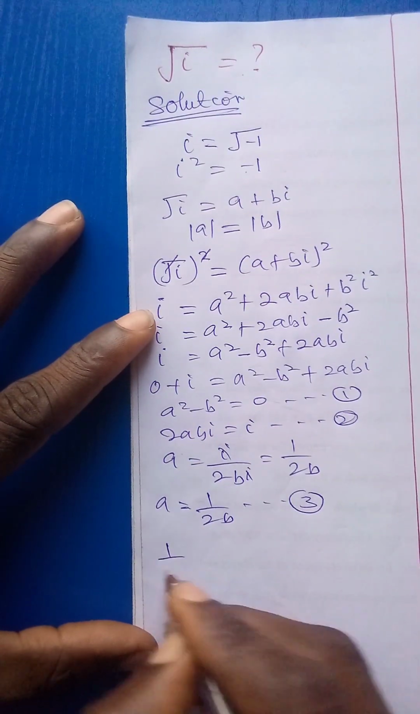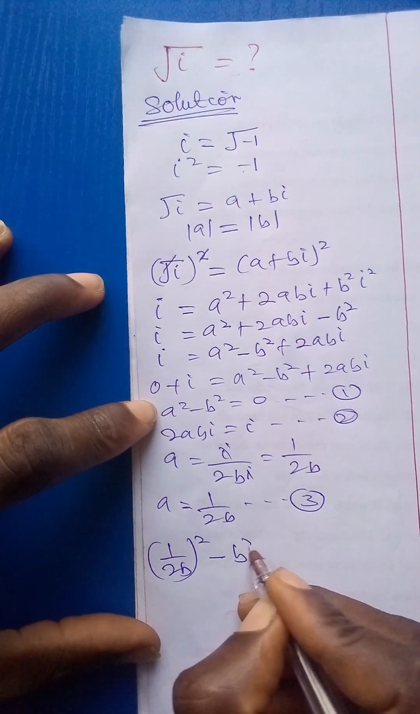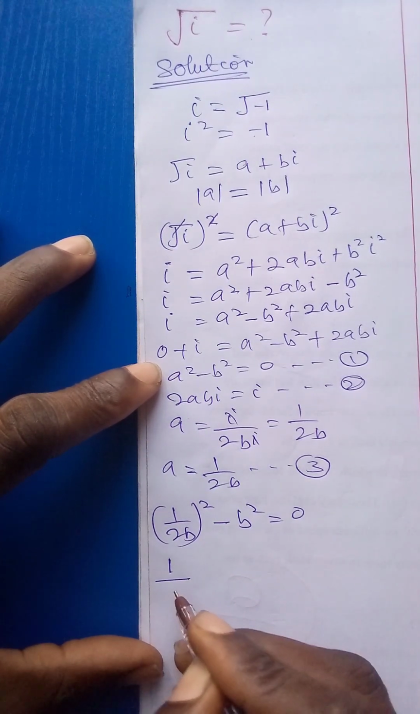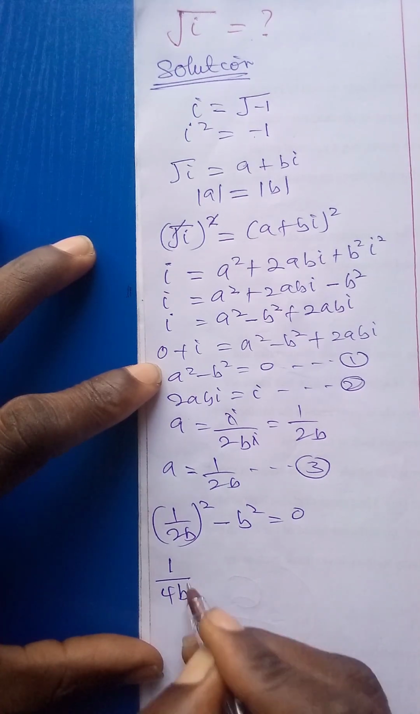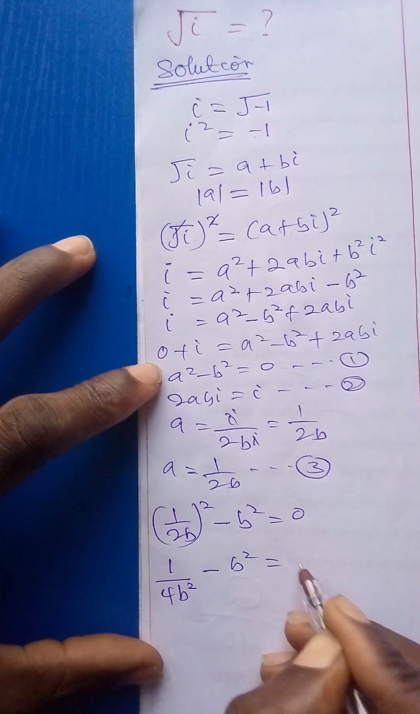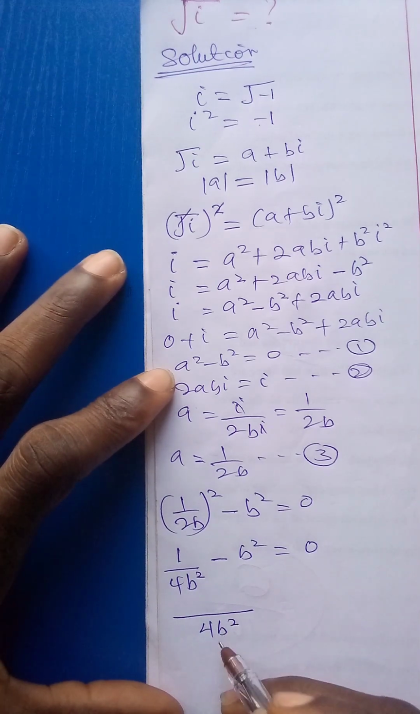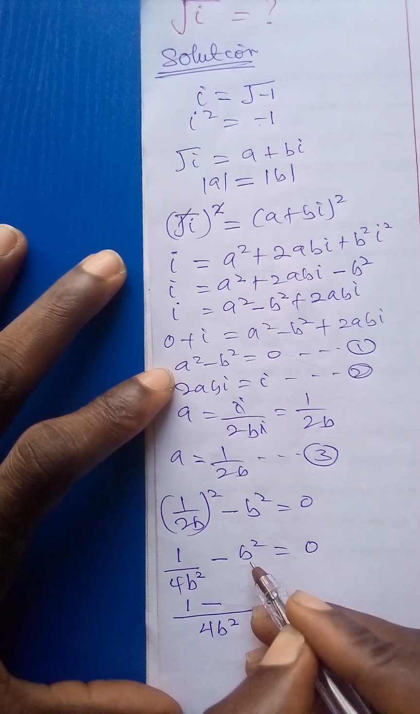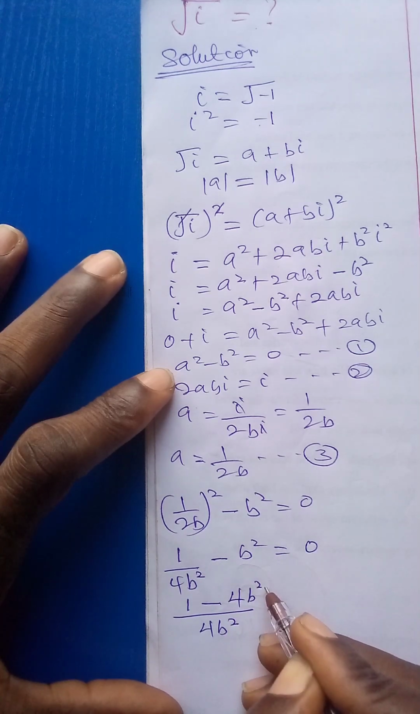So I have 1 over 2b all squared, that is equation 1, minus b squared is equal to 0. Now opening this bracket, I have 1 squared, which is 1, all over 2 squared, which is 2 times 2, which is 4. Then b squared, we have it as that, minus b squared equals 0. The LCM is 4b squared. Now 4b squared divided by 4b squared will give us 1. 1 times 1 is 1. And 4b squared divided by b squared will give us 4b raised to power 4. That is 4b squared times b squared, which is raised to power 4 here.